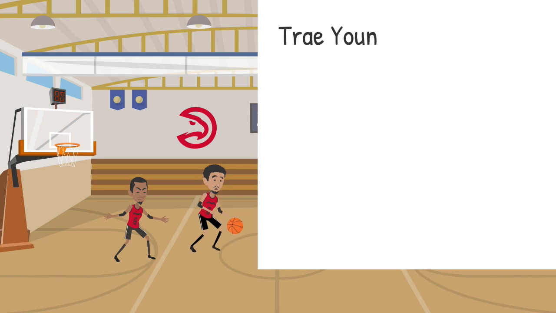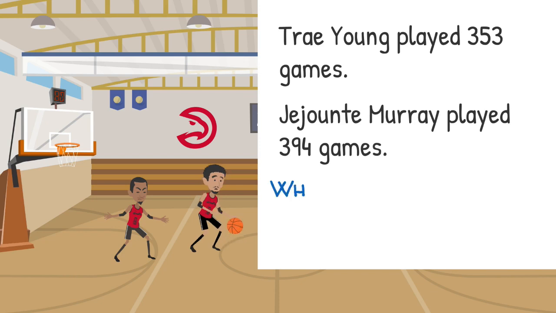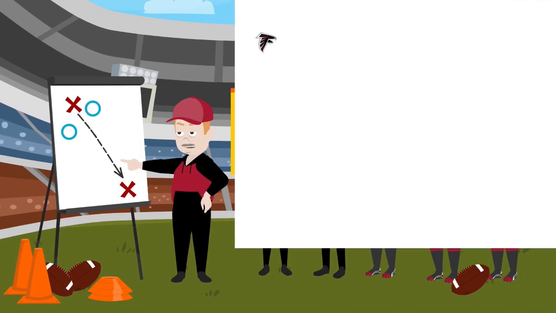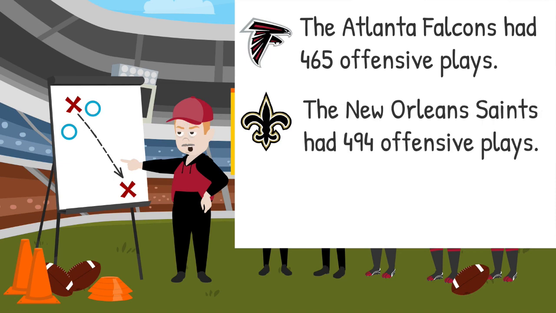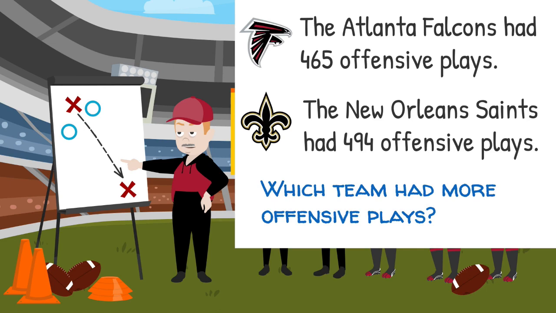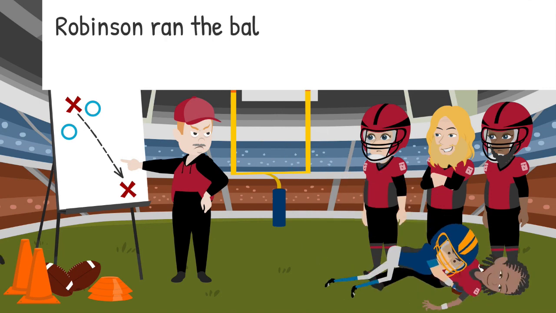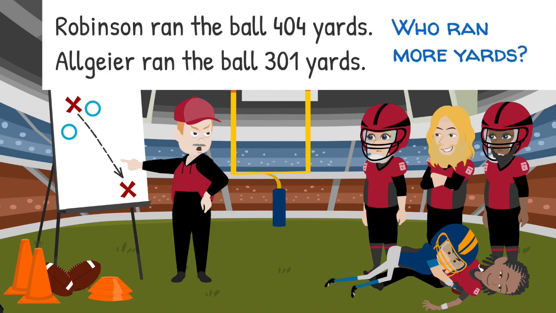Young has played a career total of 353 games, while his teammate Murray played 394. Who played more games? Write this using a greater than, less than, or equal to symbol. The Atlanta Falcons had 465 total offensive plays in their 2022-2023 season. The New Orleans Saints had 494. Which team had more offensive plays? Running backs Robinson and Algier ran the ball 404 and 301 yards in the 2022-2023 season. Which player ran the ball more yards?